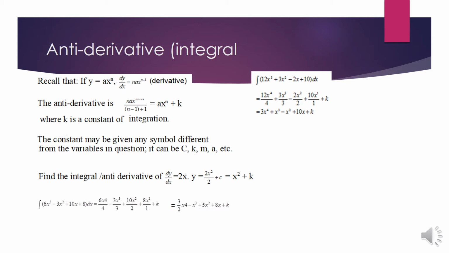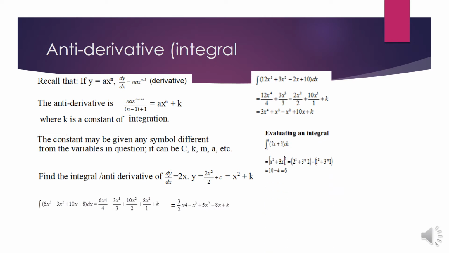Integrate 12x cubed plus 3x squared minus 2x plus 10 with respect to x. It will become 3x to the 4 plus x to the 3 minus x squared plus 10x plus k.